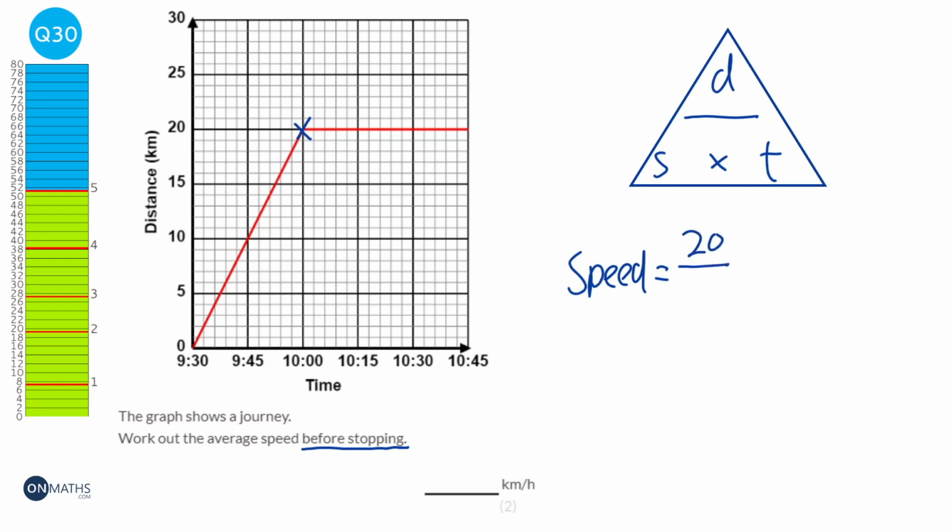So 9:30 to 10 will be 30 minutes, but since our unit will be kilometers per hour, we need that in hours, which will be a half. And 20 divided by a half is going to be 40. So our answer is going to be 40 kilometers per hour.